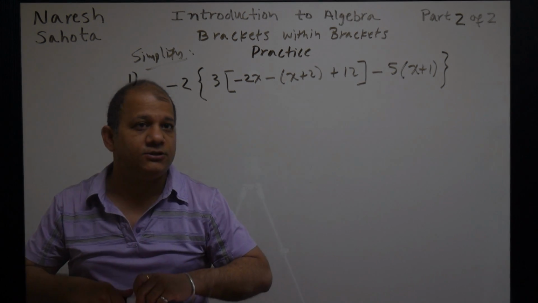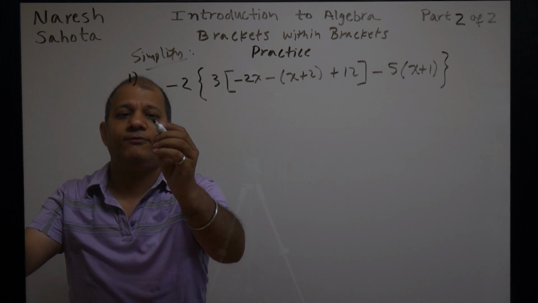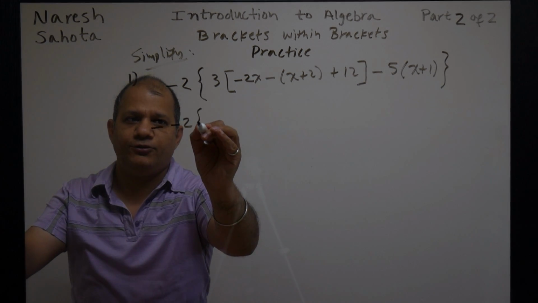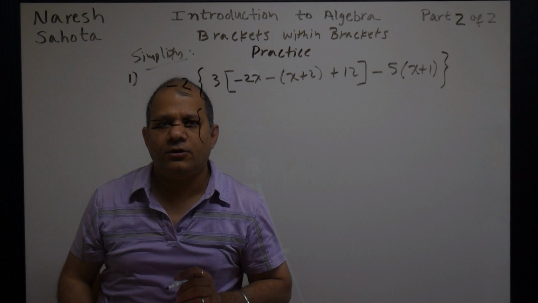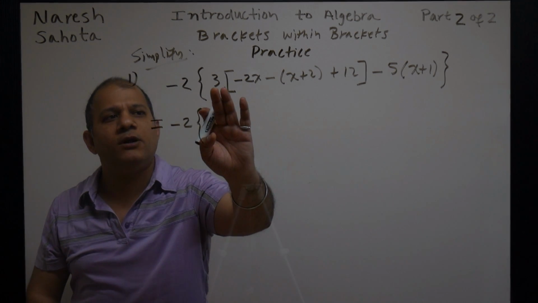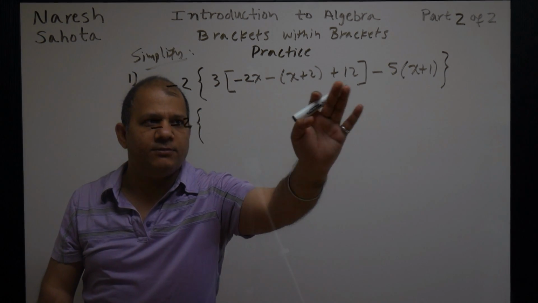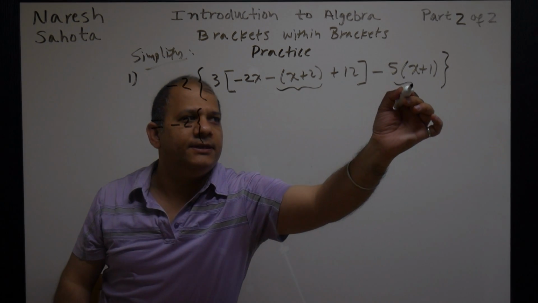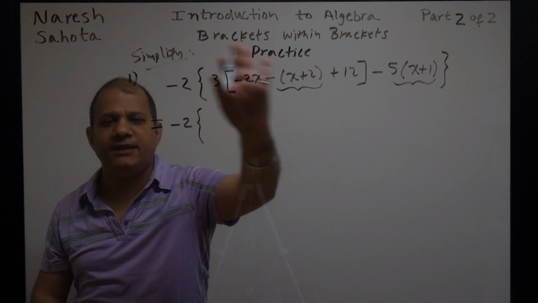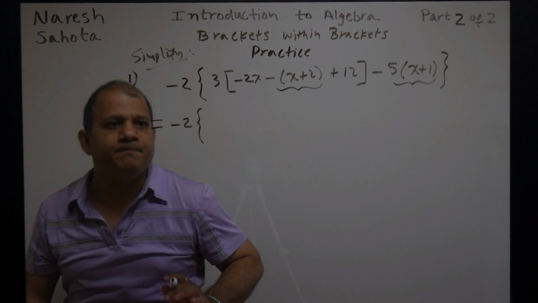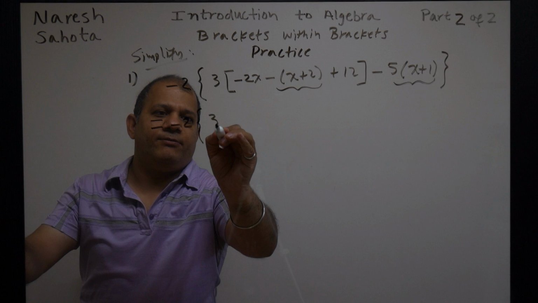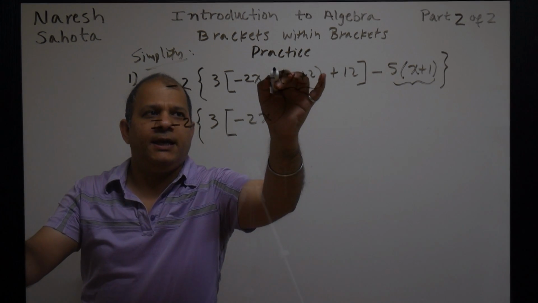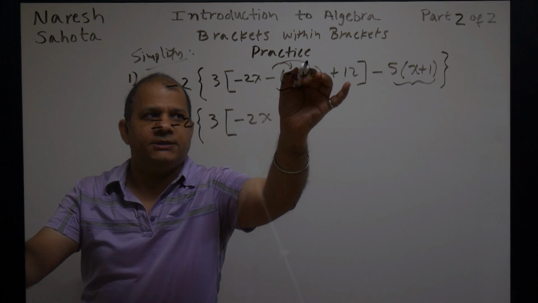Alright, so let's start. We're going to work our way from the inside out. So we're going to copy the factor of -2. Have your curly bracket. I don't want to multiply 3 out with these terms first. First I want to deal with this inner bracket and this inner bracket. So copy everything else as is. Alright, so we have 3. Start your square bracket, copy -2x, and now let's remove parentheses here.